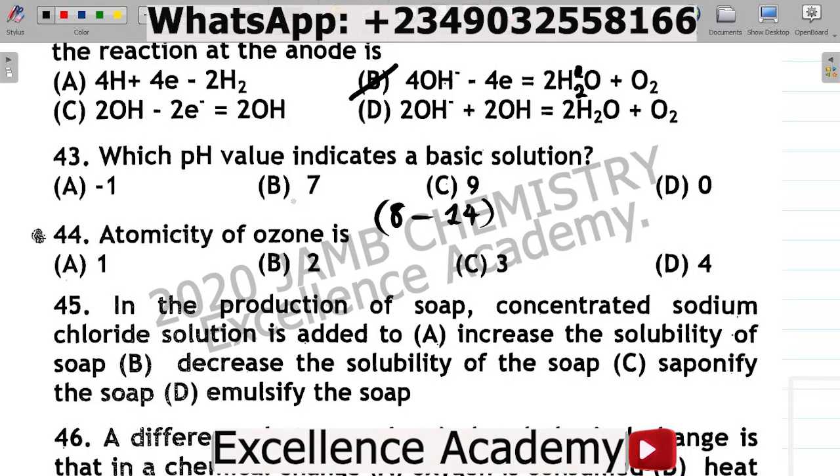This 7 here tells you that it's neutral. So going through the options there, the one in this particular bracket is 9. Between 8 to 14, you have 9. So 9 is the correct answer. So for this question, the correct answer is C, 9, because 9 falls within the bracket of 8 to 14, which is the pH range for a basic solution.